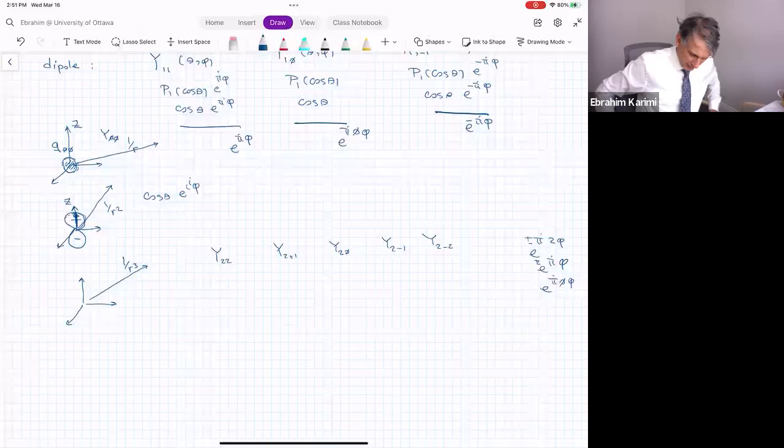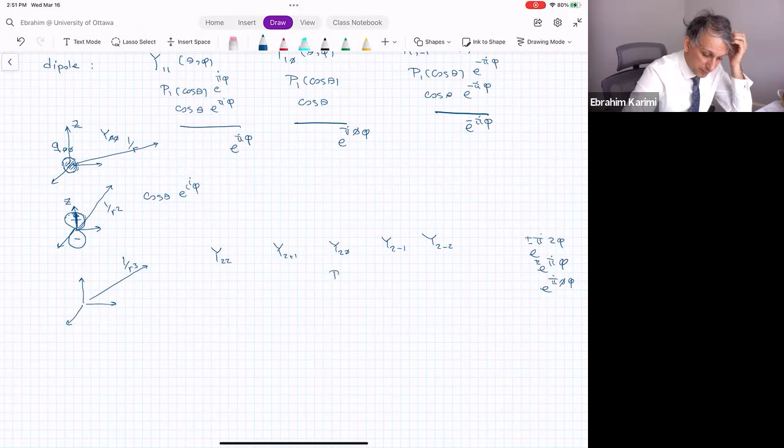But for the theta angle, that appears to be P2 of cosine of theta for all of them. And if you look at that value, that will be, someone can help me, (3x² minus 1) divided by 2. Okay, so it will be 3 cosine of theta to the power of 2 minus 1, all divided by 2, which you can plot. So you can look at the plot of this value.